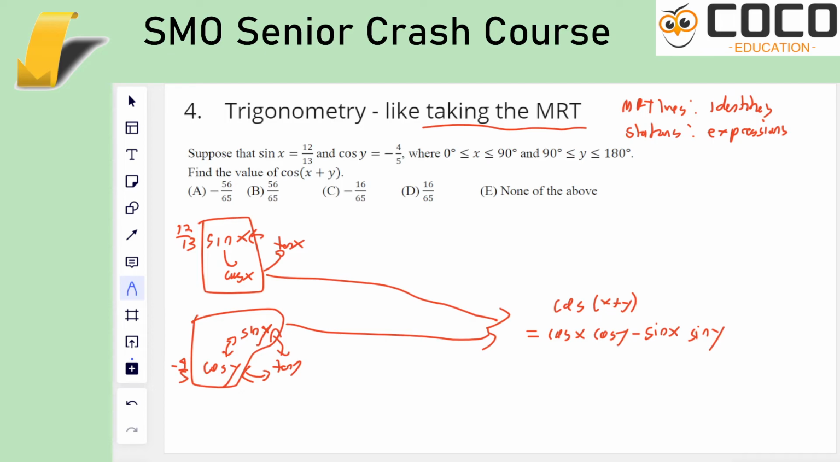The quadrants are important, but here cosine x and sine y will both be positive, so not that many frightening issues here. Just cosine x is 5/13 and sine y is 3/5. That's all from sine squared plus cosine squared is 1, or by drawing your favorite right angled triangle. So sine x is opposite over hypotenuse, and cosine x is adjacent over hypotenuse. So of course you can calculate the value.